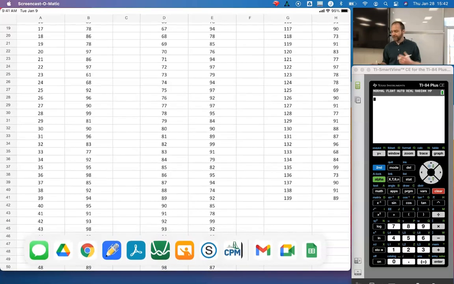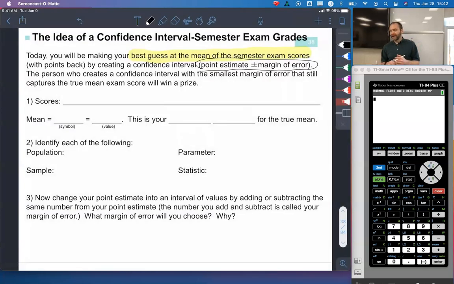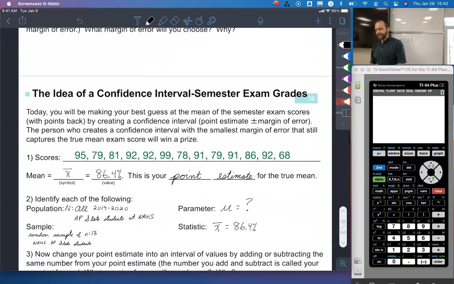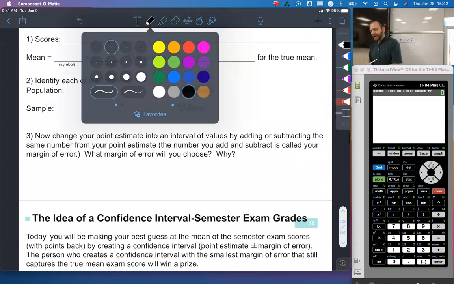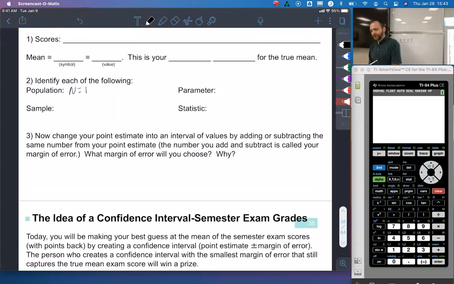And so I'm going to talk through some of the conditions that we've dealt with before. That's my population, and I'm going to write that down: in this case, I'll put it right here, n equals 139, so I have a number that's attached to it. And I'll write down a little bit later, that represents all the New Albany High School students who took the semester exam.